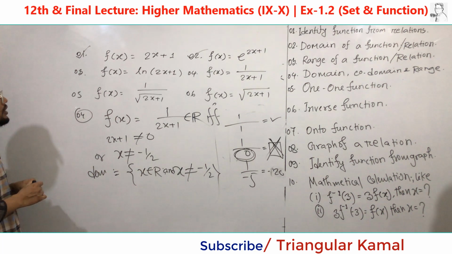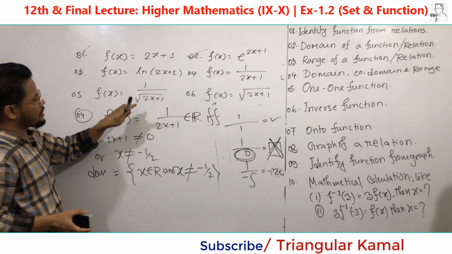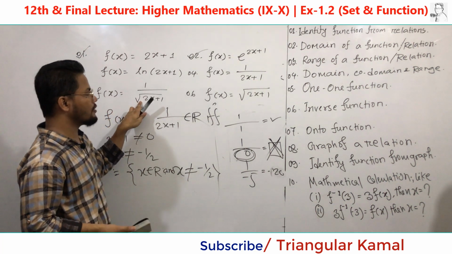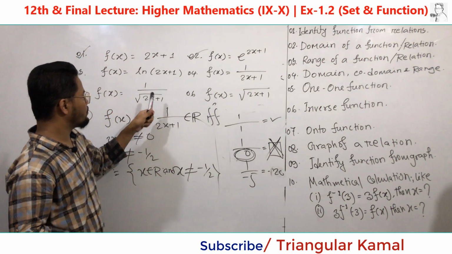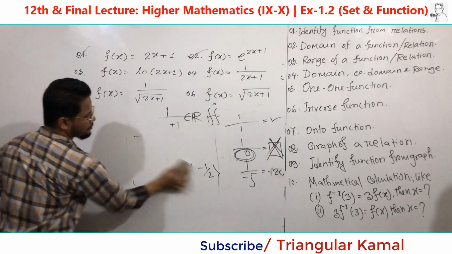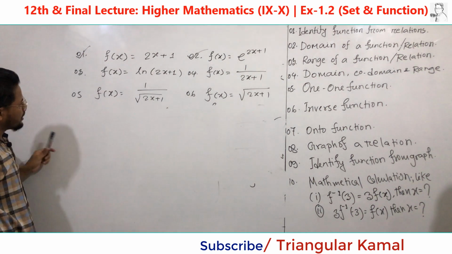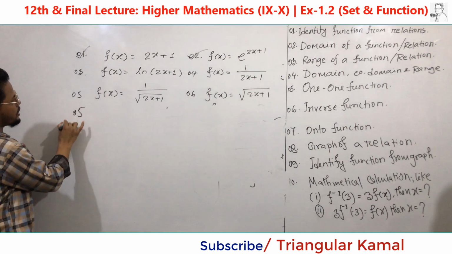Now give attention to question number 5. This is a fraction, but in the denominator we see the square root. That's why the answers will not be the same here. Okay, first write the example, question number 5.